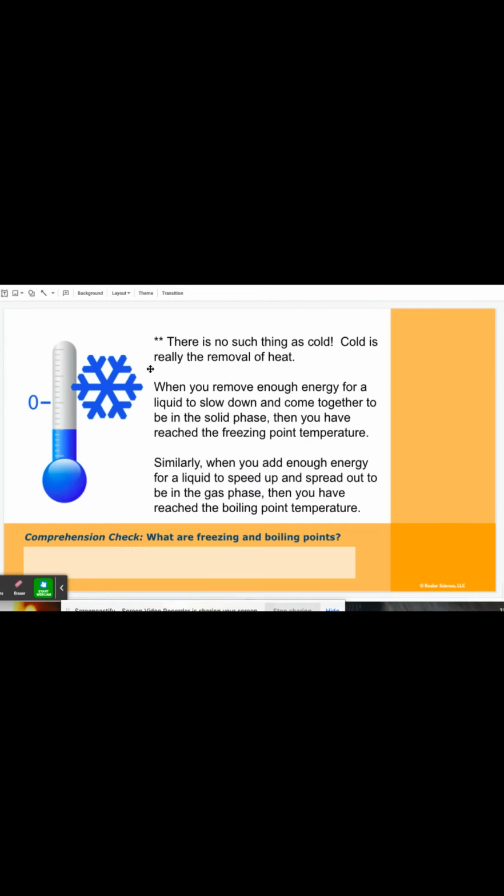Now, this is going to sound weird, but there's no such thing as cold. Cold is really the removal or absence of heat. When you remove enough energy for a liquid to slow down and come together to be in the solid phase, then you have reached the freezing point temperature. Similarly, when you add enough energy for a liquid to speed up and spread out to be in the gas phase, then you have reached the boiling point temperature.